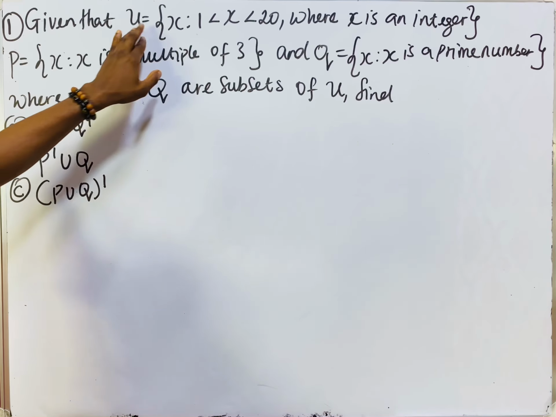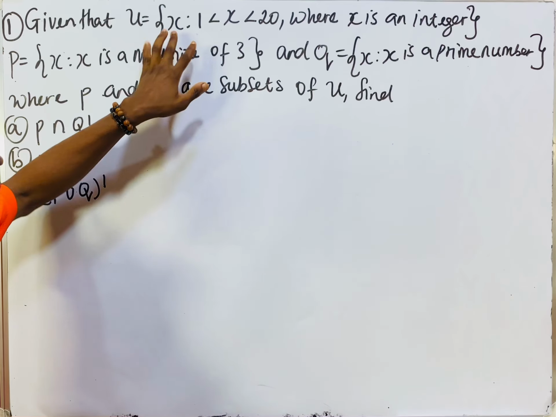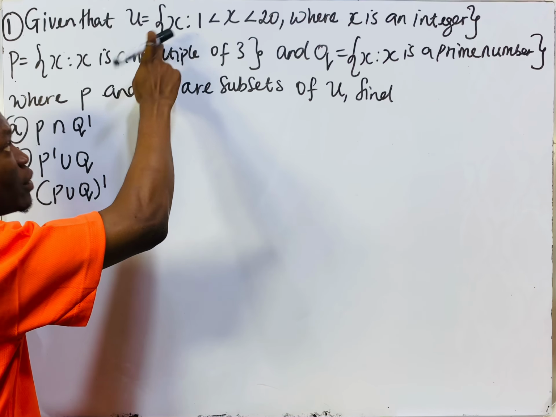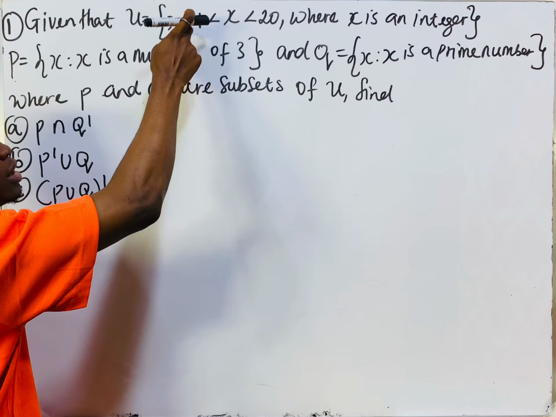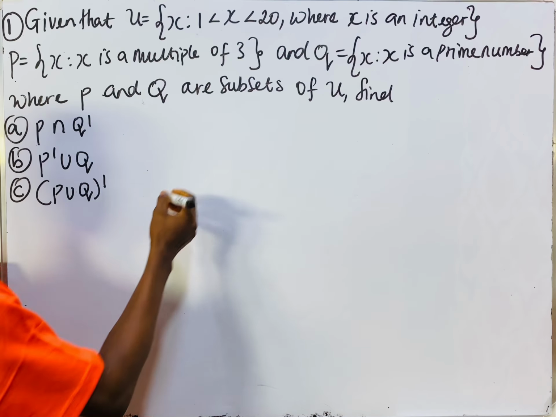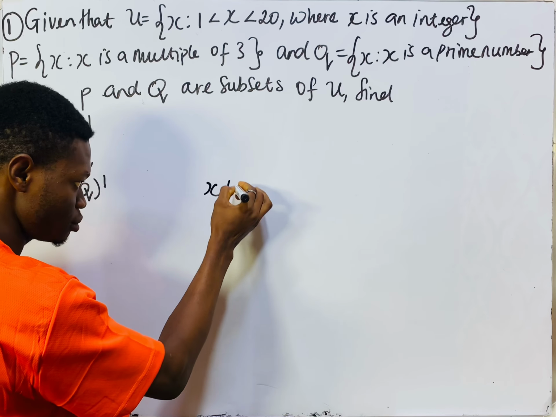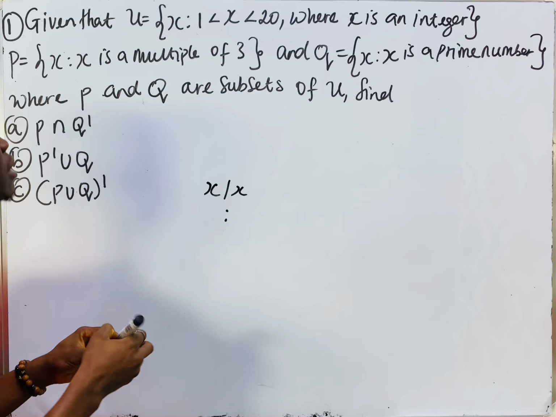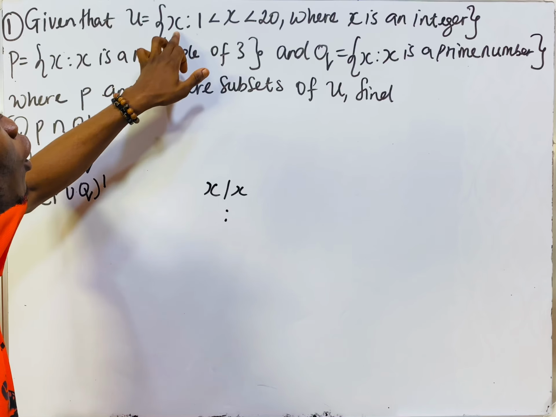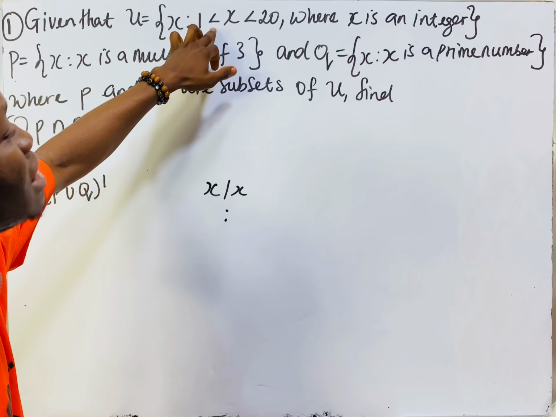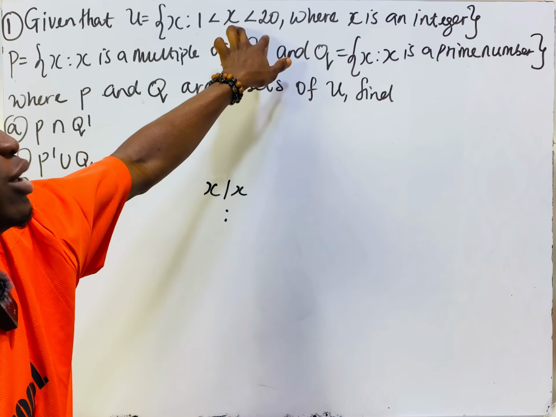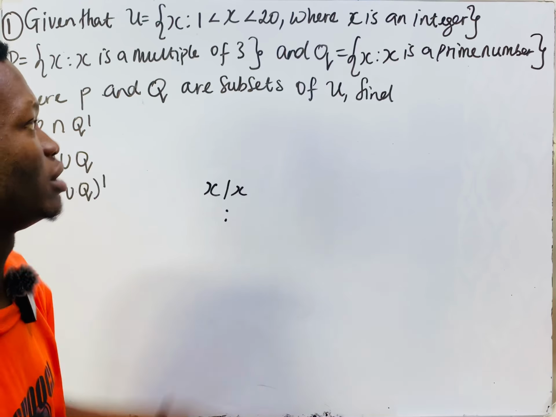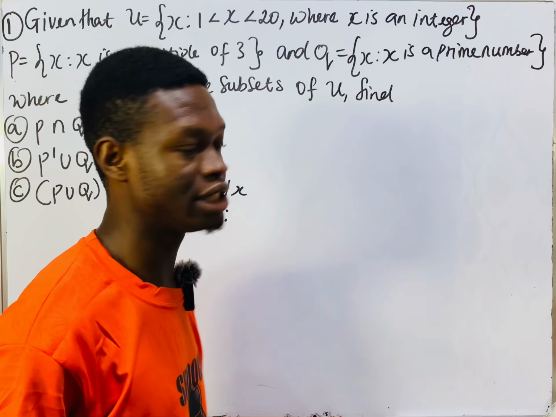So we have that given that our universal set, which is U, is equal to, this thing is pronounced as U is equal to the set of all x. This dot dot means "such that", you can still see it like this. It simply means "such that". So U is equal to the set of all x such that x is greater than 1 and x is less than 20, or you can still pronounce it as 1 is less than x and x is less than 20, where x is an integer.